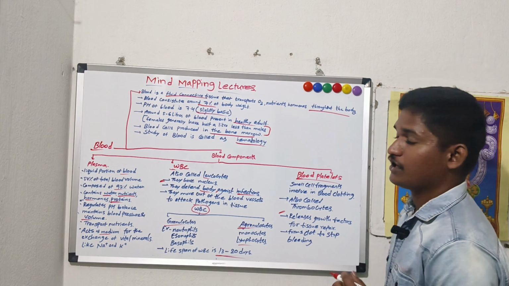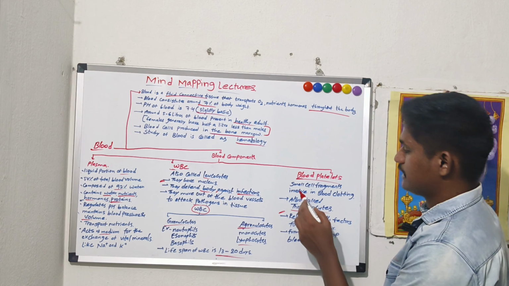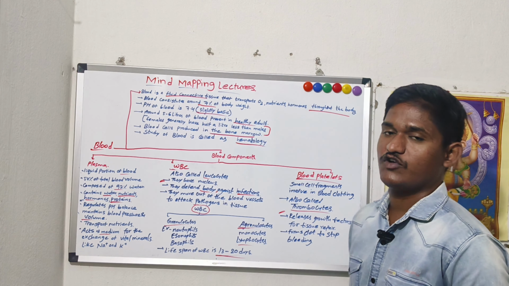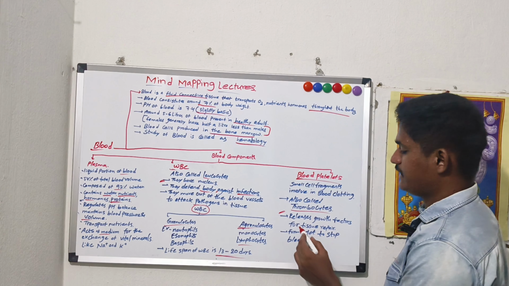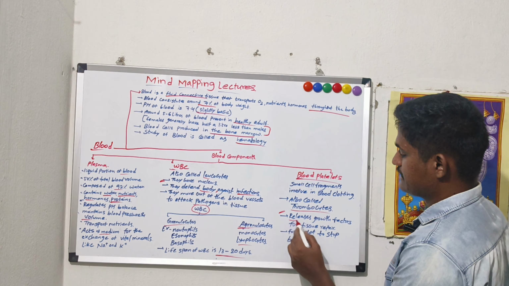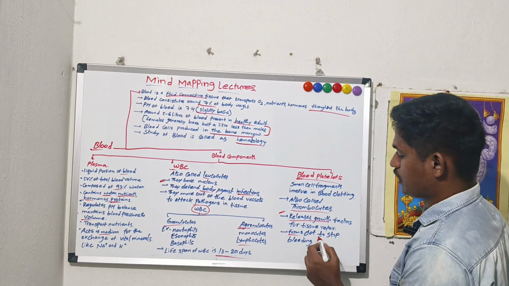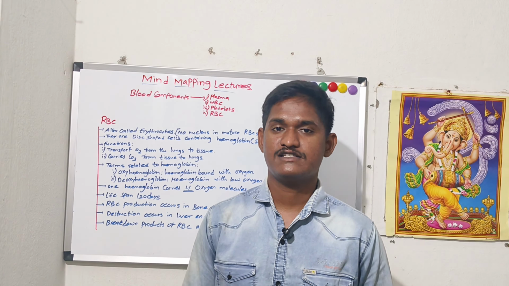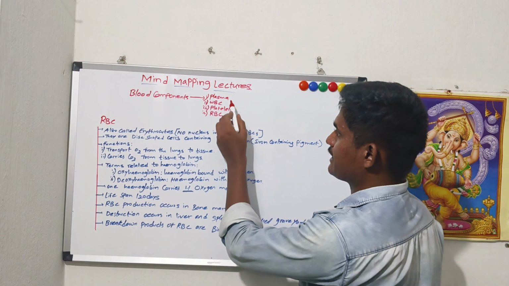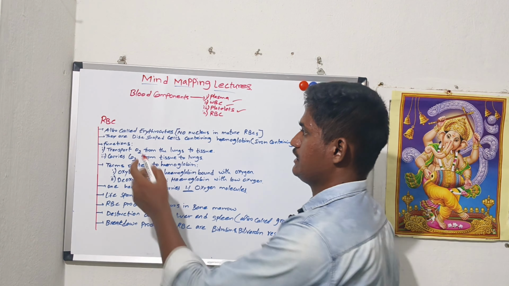Blood platelets are also called thrombocytes. They are small fragments involved in blood clotting. The functions of the blood platelets are that they release growth factors for tissue repair, and they also form a clot to stop the bleeding. We have discussed the components of the blood like plasma, WBC, platelets. Now we will discuss the RBC.